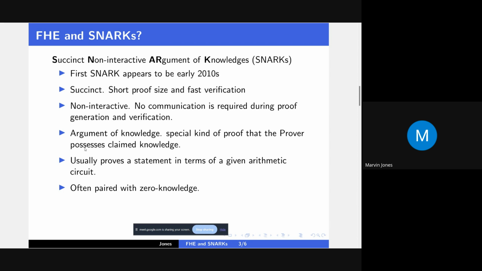And usually you probably see SNARKs paired with zero knowledge. The reason it's usually paired with zero knowledge is because you can get zero knowledge essentially for free by adding some blinding elements. So that's why you usually see it paired. All right, so what are the downsides of SNARKs? Well, for our purposes, they're quite rigid.